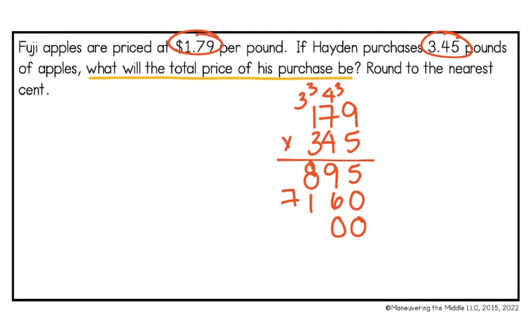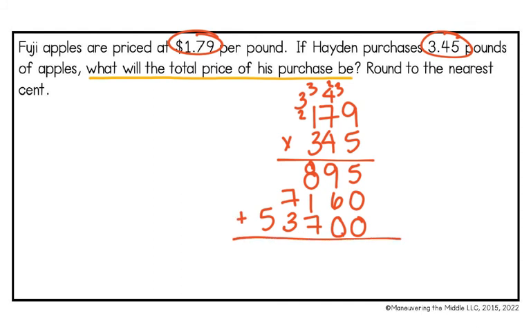And now we're at the 3s. So 3 times 9 is 27, put down 7, carry the 2. 3 times 7 is 21, plus 2 is 23, put down 3, carry the 2. 3 times 1 is 3, plus 2 is 5. And I'm going to add that all together.